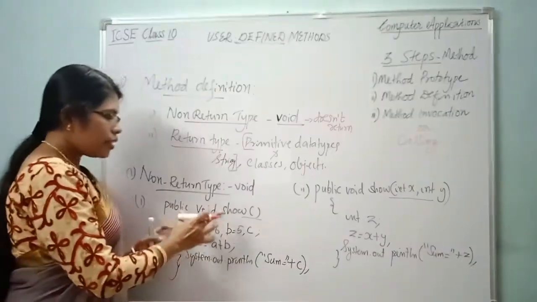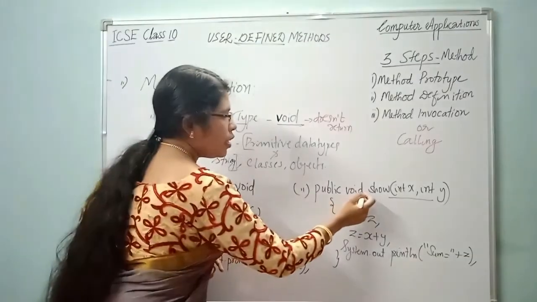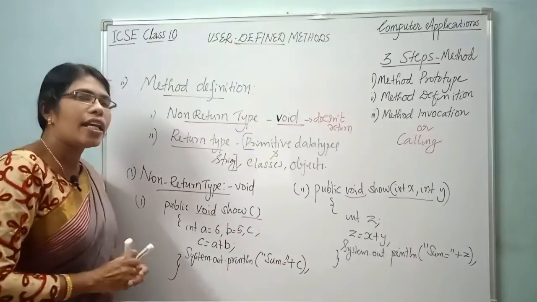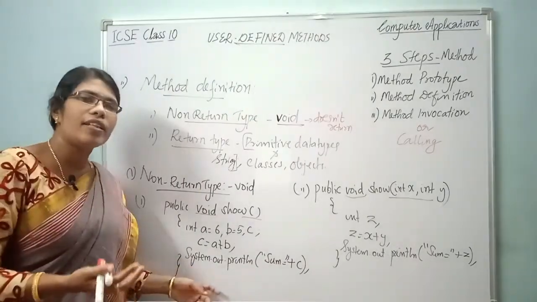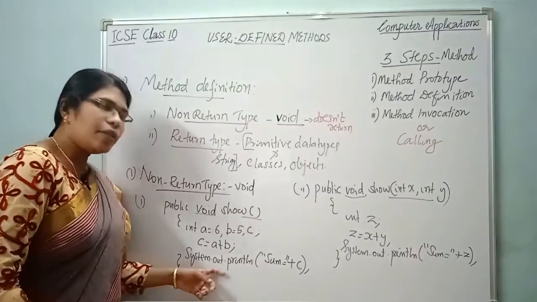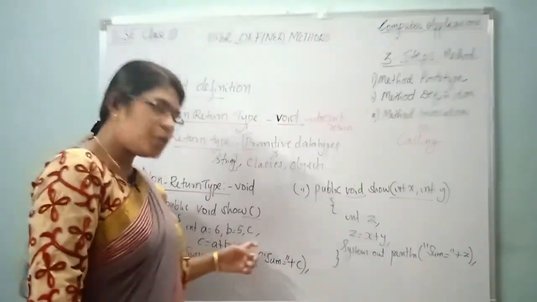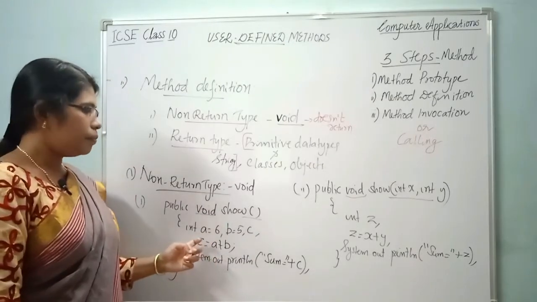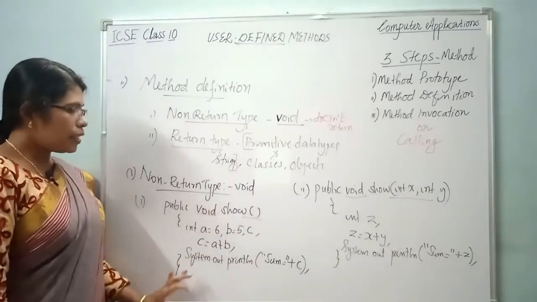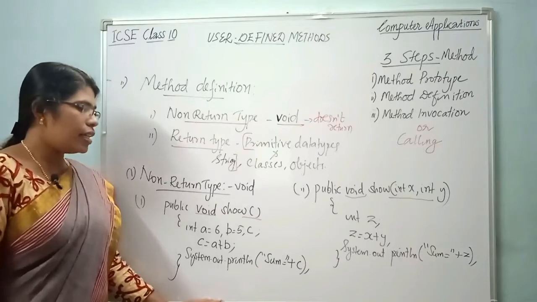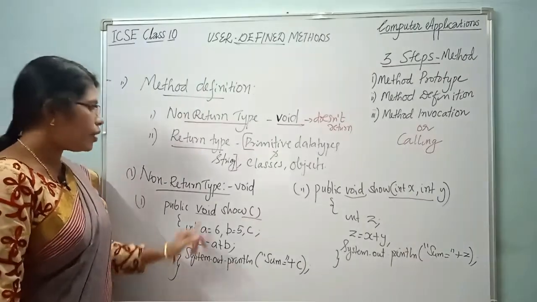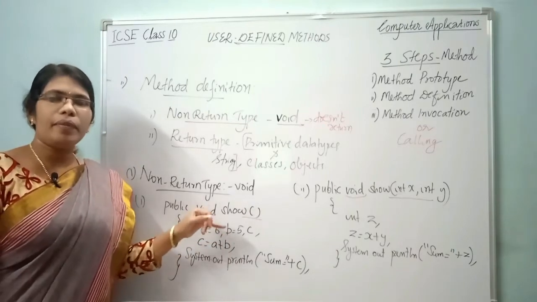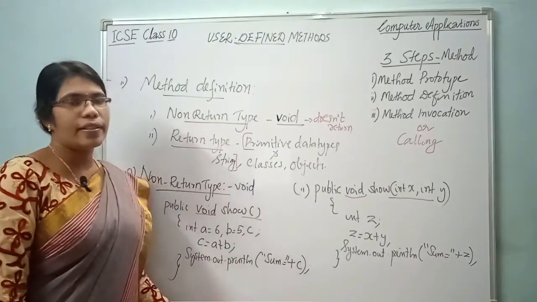So here these two are non-return type, that means it doesn't return a value. So how are we giving the statement to print? We need to give a println statement to display the value that is calculated inside the method. Okay, so this is the non-return type. Non-return type always means only one keyword we need to use, that is void. Void means it doesn't return any value to the calling statement.